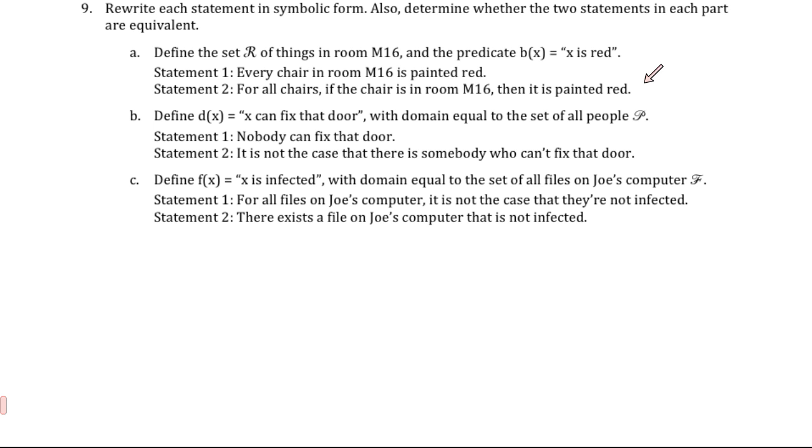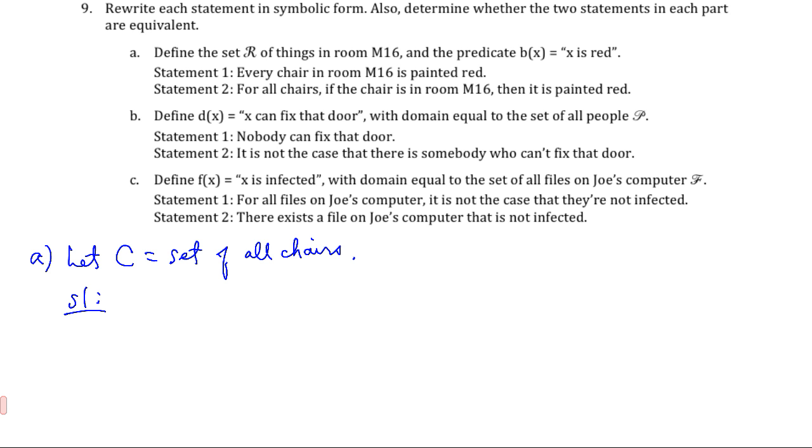Well, these two really are equivalent. It just says all the chairs in the room are red. And it turns out to do this problem, I'm going to go ahead and define another set, C, be the set of all chairs. There's no one way to do this, but statement number 1 I'm going to rewrite. It says every chair in room M16 is painted red. For all X in the room, union, intersection, C, B of X. This says that all items which are both in the room and chairs are red.